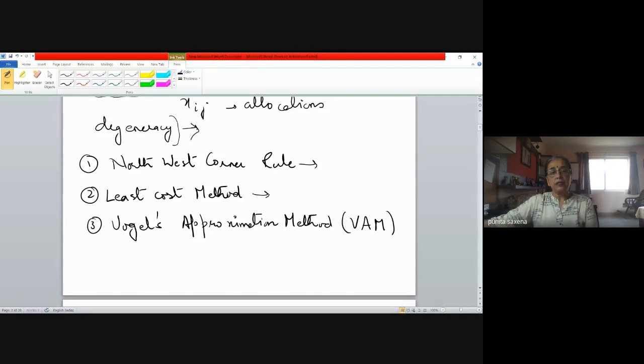Least cost method is slightly, I mean, it's easy. I should not be saying it's easier than this. But then it takes a little bit more time. It has more things involved in it, and it is closer to the optimal solution compared to the northwest corner rule. And Vogel's approximation method gives you the initial basic solution comparatively in more number of steps compared to these two methods, but it is the closest to the optimal solution.